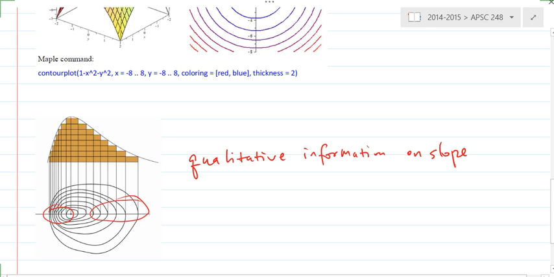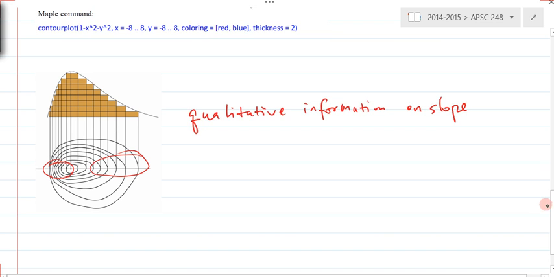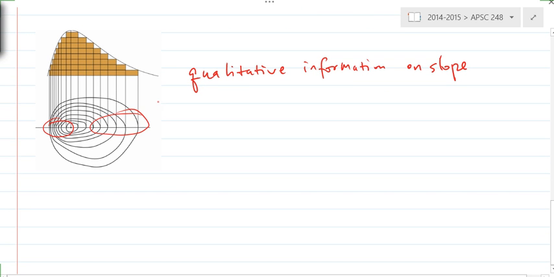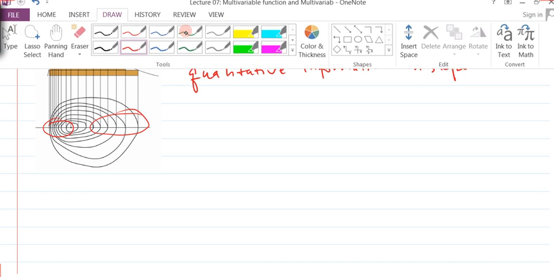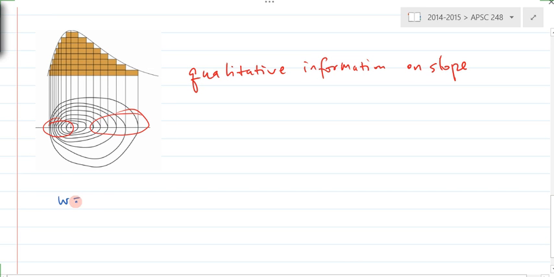Now, the level curve only works for a function of two variables, right? So I do mention that. What about a function of three variables? Let's say I have a function of three variables like this. We said we can't visualize this in 3D space, but we can use a similar idea as the contour plot or level curve to visualize this function.